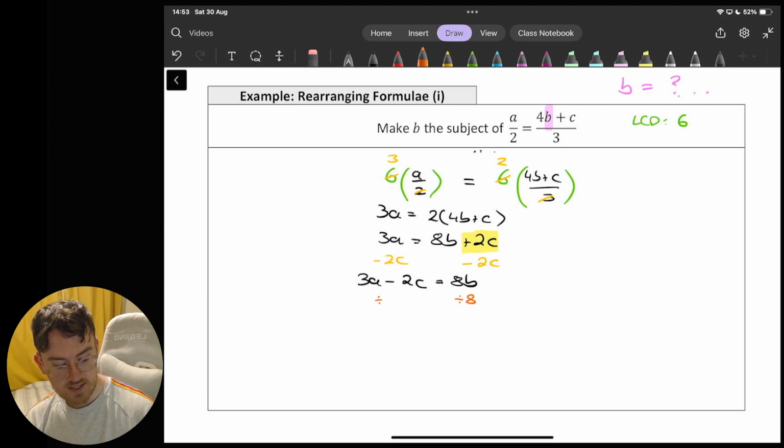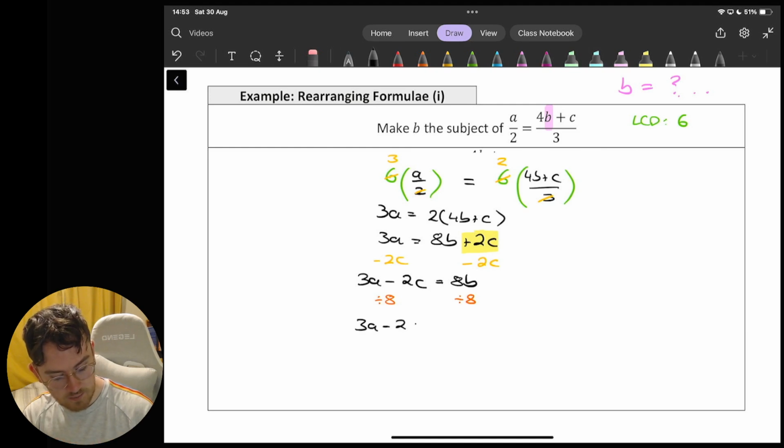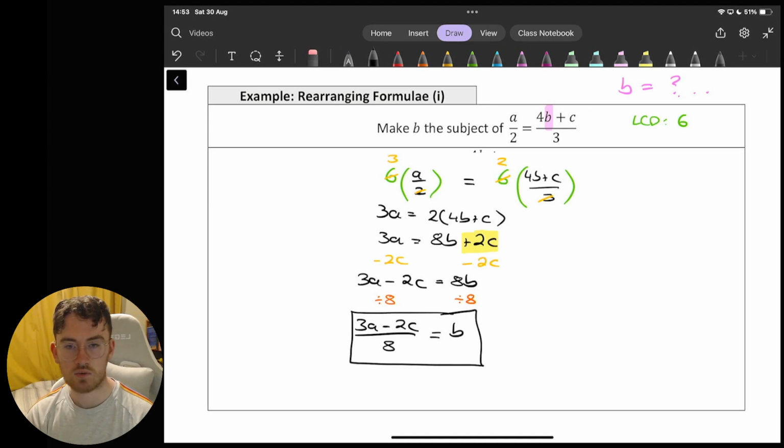To get rid of that, that's going to be division, because we remember that when I have a number in front of a letter, there's actually multiplication happening there. That's what it means. A number written before a letter is an indication of multiplication. So the opposite of that would be division. So I divide by 8 to get 3a minus 2c over 8 equals b. And we've successfully done it now. B is on its own. Everything else is on the other side.